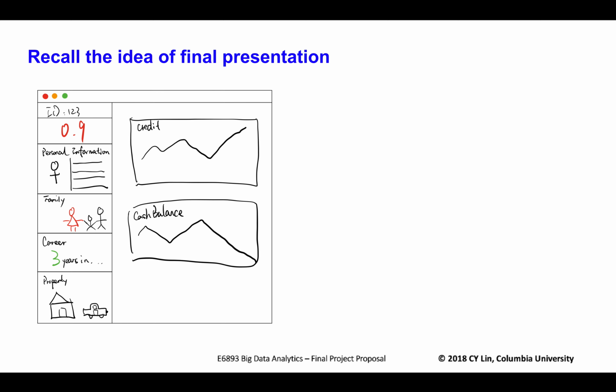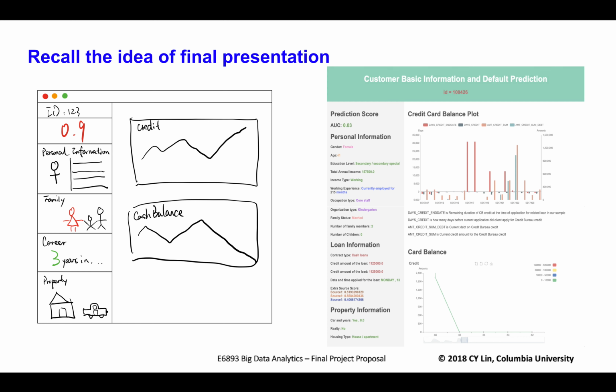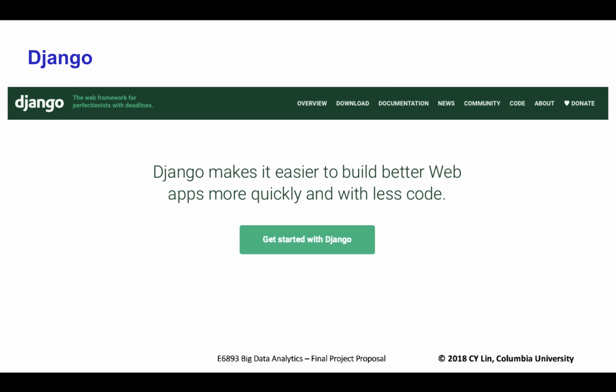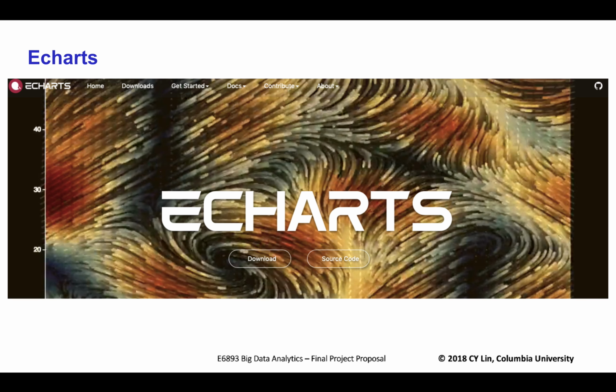Recall in the previous presentation, we drew a figure to represent the website of our project that we were going to build. And now we have already built our website. Our website is based on Django and written in Python. It is a high-level Python web framework that enables rapid development and clean, pragmatic design. And to do the data visualization, we use ECharts, which is an open source project of Baidu. It is a declarative framework for rapid construction of web-based visualization.